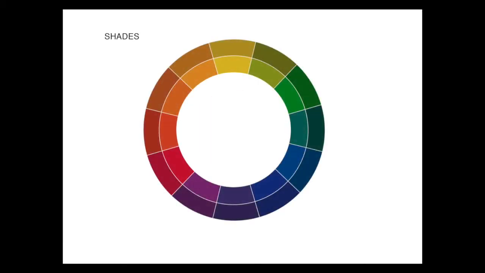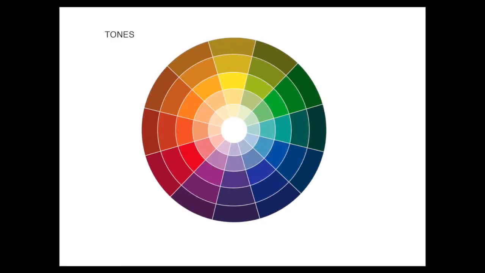Now, a shade is created when you add black to any hue, and what happens is you end up getting a more intense and much darker color. This also makes your hue more desaturated as well. And finally, a tone is created when you add black and white to your hue, or even gray. Depending on how much white or black you add, this will vary, and it'll make your tone either more intense or lighter, but it will make it desaturated.